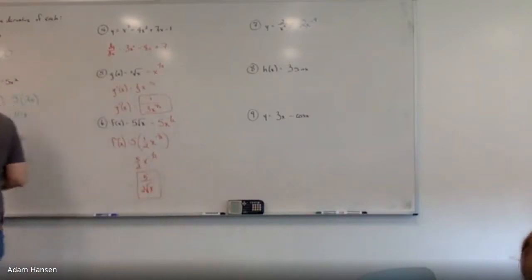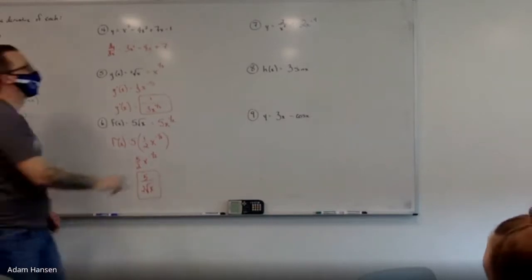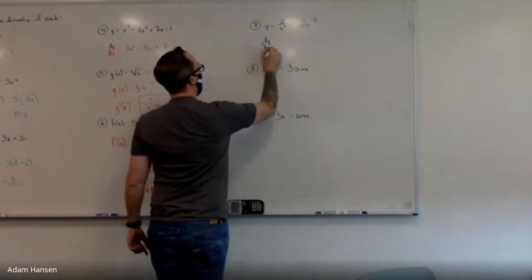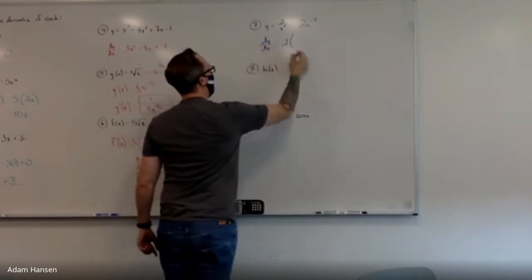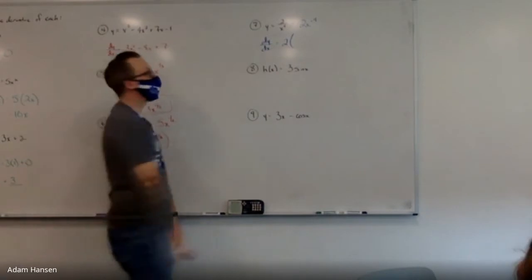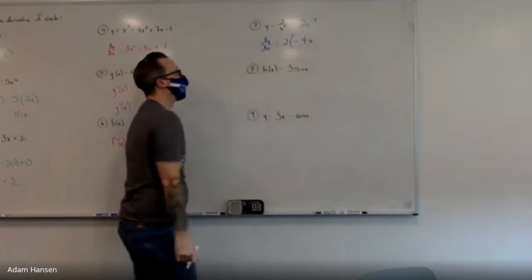Use the constant multiple rule. I have some constant of 2 times a function. So take the derivative by thinking about it as 2 times the derivative of the function. I take the derivative of x to the negative 4th using the power rule up above. So dy dx equals 2 times whatever the derivative of x to the negative 4th is. So I'll bring down negative 4 like I always have. Then x to what power?